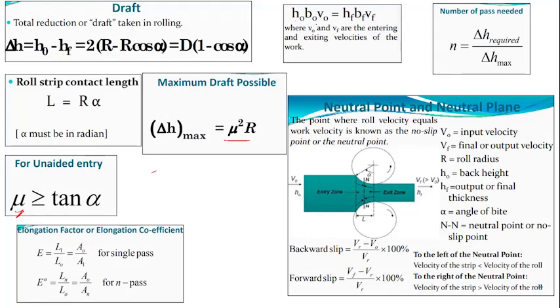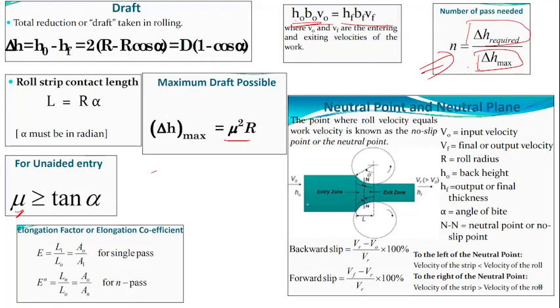The initial volume of the work will be equal to the volume of the sheet. Then how do we check the number of passes required? That is delta H required divided by delta H max. This is what you want, and this is the maximum possible that you can do. So how many passes will you take to deform your material to a required height? You have to use this formula.